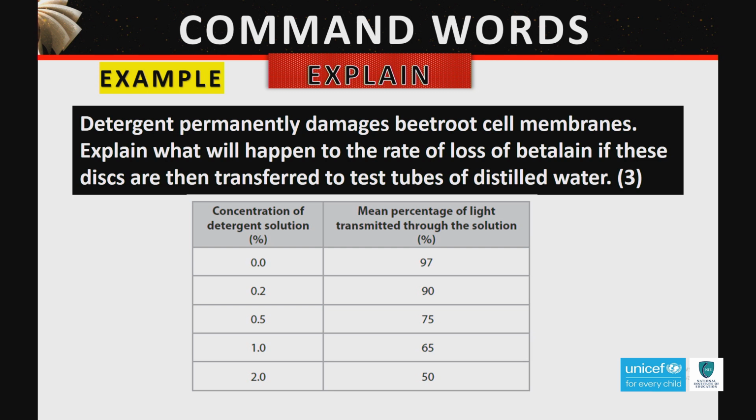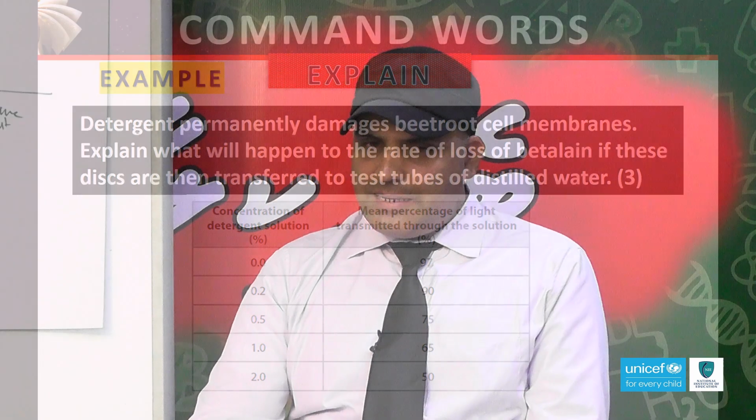If you look at the data here, as the concentration of detergent is increasing, the mean percentage of light transmitted is decreasing. That means it's becoming more and more red in color, which means more pigment is leaking out. If you transfer the disc into distilled water, it doesn't have any solute in it, so the pigment will leak out. If a disc is placed in higher concentrations of detergent, that means the membrane is permanently damaged and the betalain pigments are leaking out.